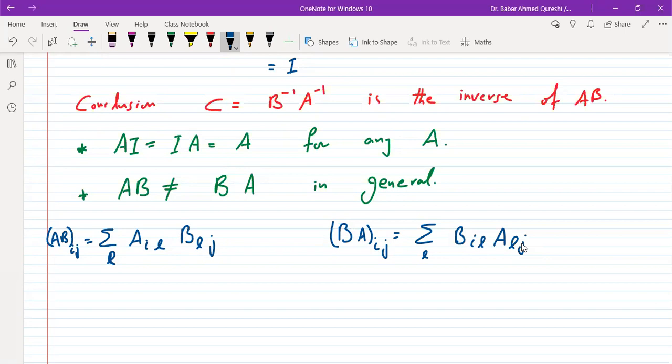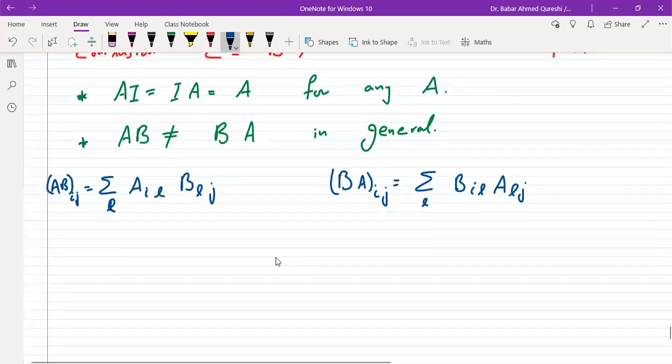And there's no reason for ith row and jth column of A to be same. Similarly, not only that, you have then the different rows and different columns coming from B in the sum, and they will also be in general very different from each other. So these sums are not same. So the two ith jth components do not match, and AB is not equal to BA.